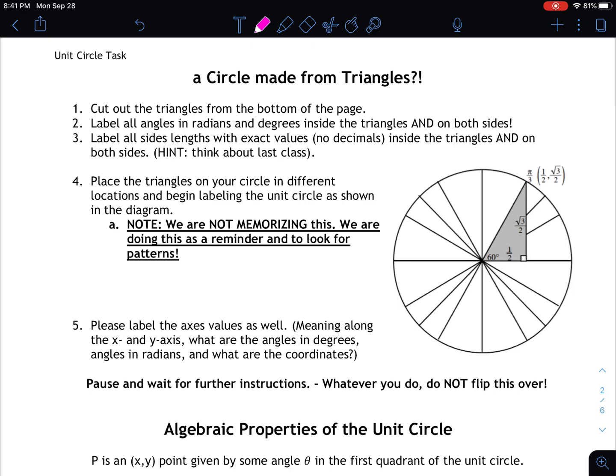Then we're going to place the triangles on the circle in different locations and start labeling. So do not cut out the circle. Only cut out the triangles. And I'm going to go ahead and do a video showing how we're getting to that unit circle.